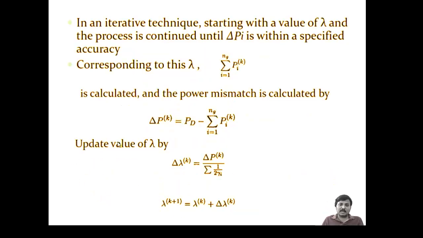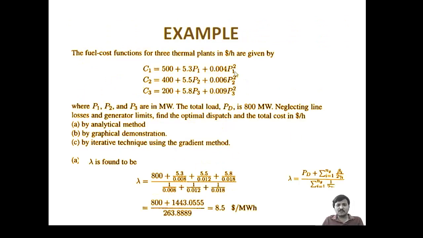Now let us see one example of how we can solve this function. This is one of the problems they can give. The fuel cost functions of the thermal plants, in dollars per hour, are given by C1, C2, C3. There are 3 generators. The cost function of the first generator is 500 plus 5.3 P1 plus 0.004 P1 square, and C2 is equal to 400 plus 5.5 P2 plus 0.006 P2 square. Similarly, C3 is equal to 200 plus 5.8 P3 plus 0.009 P3 square, where P1, P2, P3 are in megawatts, for the total of 3 generators. The total load PD is equal to 800 megawatts.